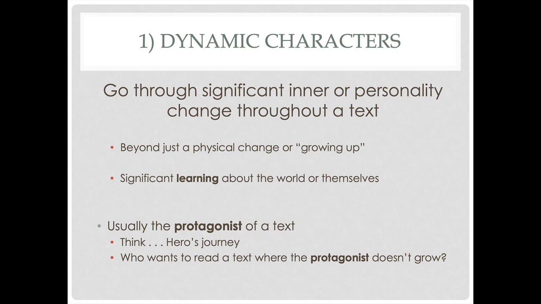So the first type of character we want to look at is the dynamic character. And so by definition, this is a character that goes through significant inner or personality change throughout a text. So this is not a character who starts the book at age 9 and grows up to age 12 at the end. That doesn't necessarily mean they are a dynamic character.